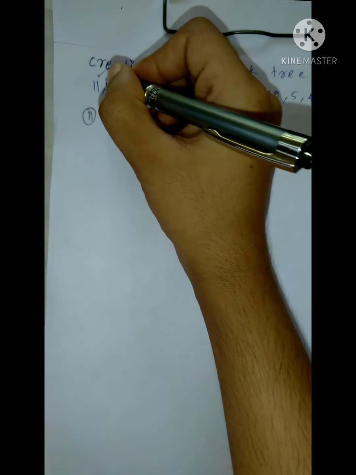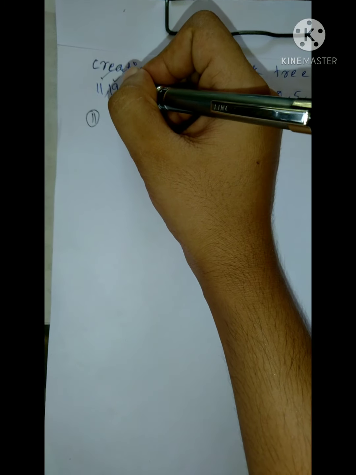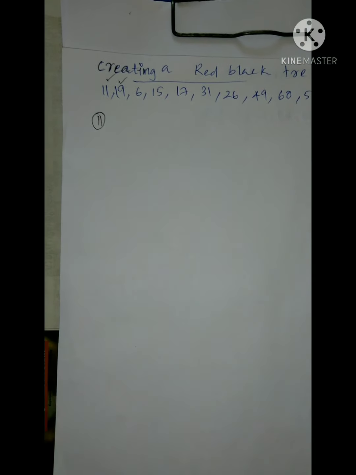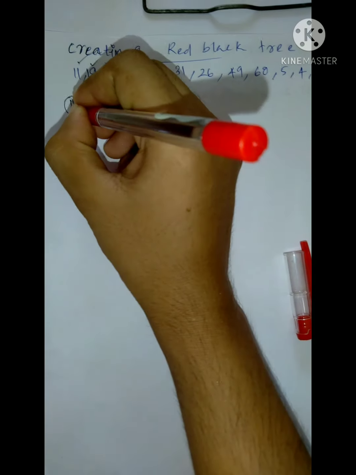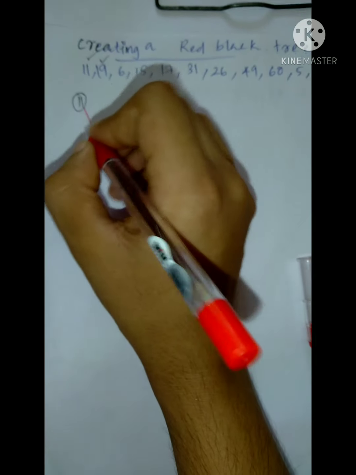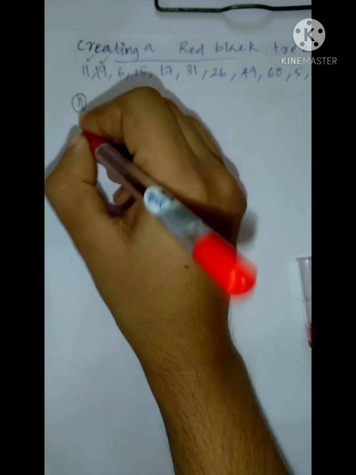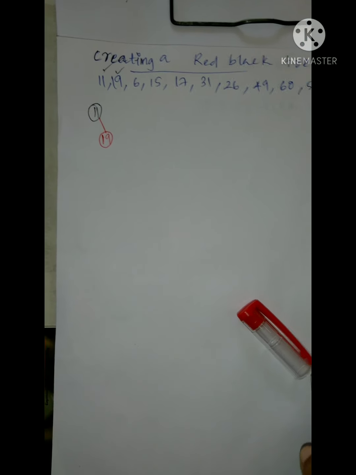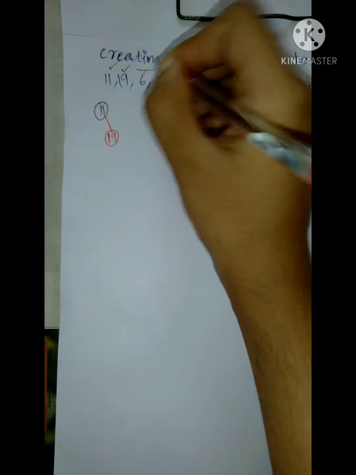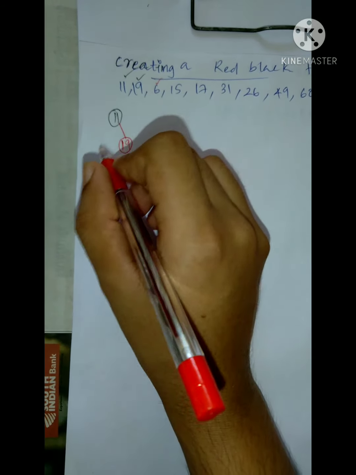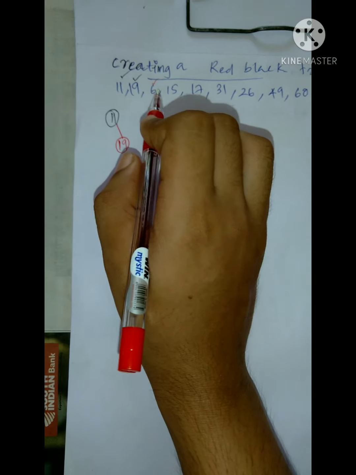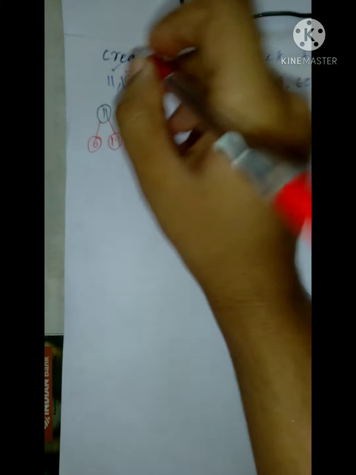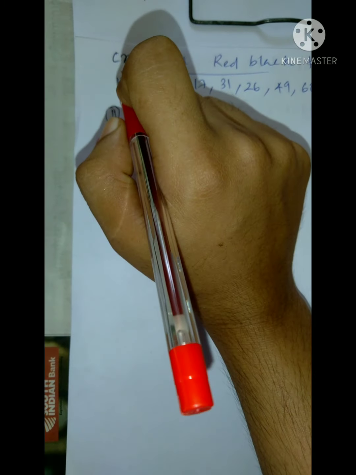We have inserted 11. Then we want to insert 19. 19 is a new node and the tree is not empty, so it comes as a leaf node, and it will be at the right of 11 because it is a binary search tree, and its color will be red. So we have inserted 19 also. Then we want to insert 6. 6 will come at the left of 11, it is a new node and its color will be red. So we have inserted 6, 19, 11.